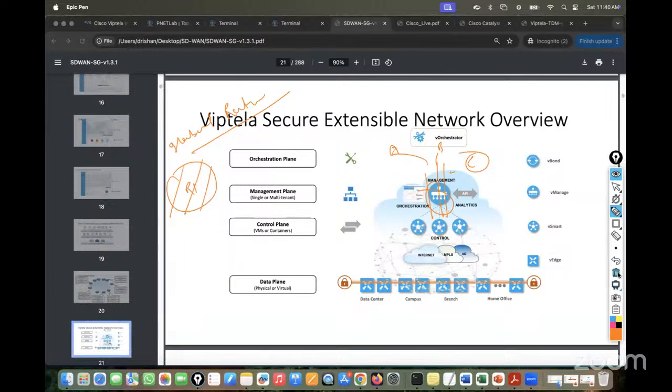The same thing happens in multi-tenant and single-tenant setups. In vManage, we can utilize the entire vManage for one customer, or we can use the same vManage for multiple customers, but a separate instance is going to be created.